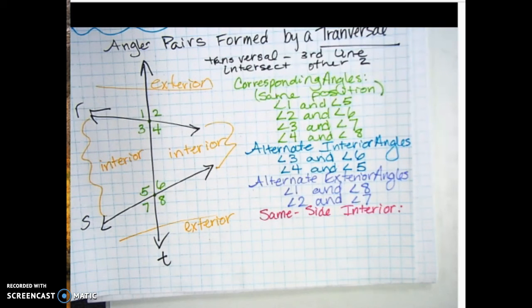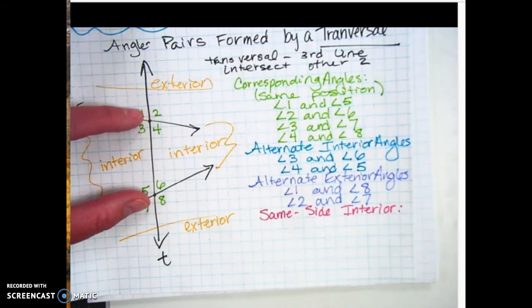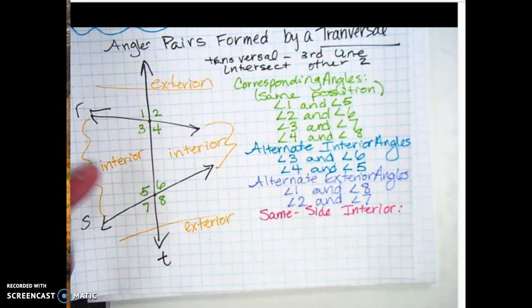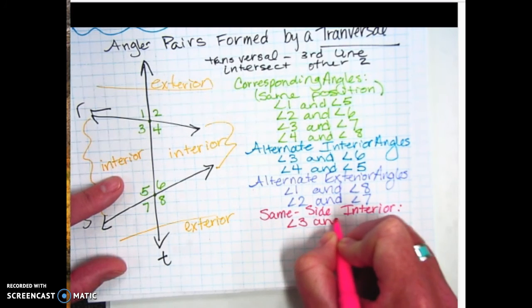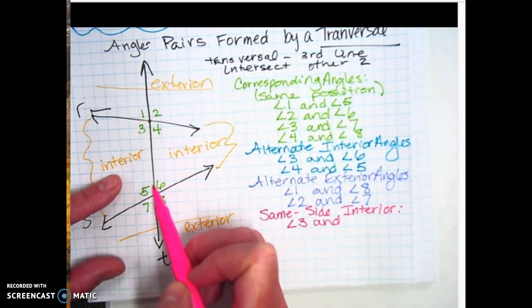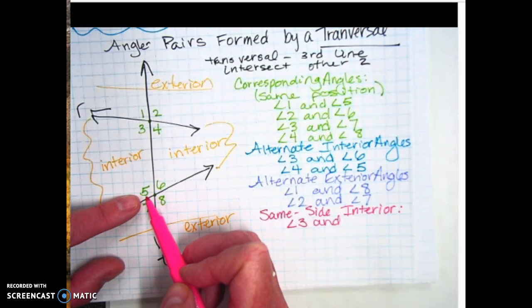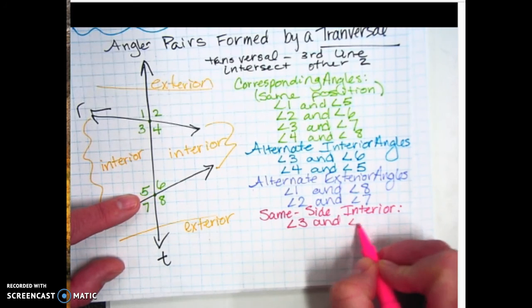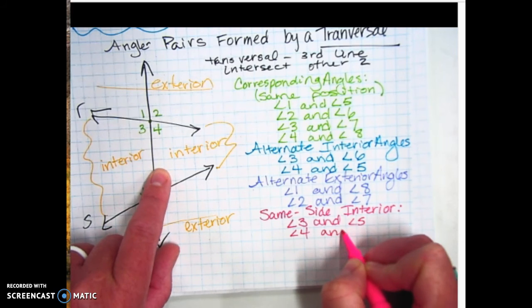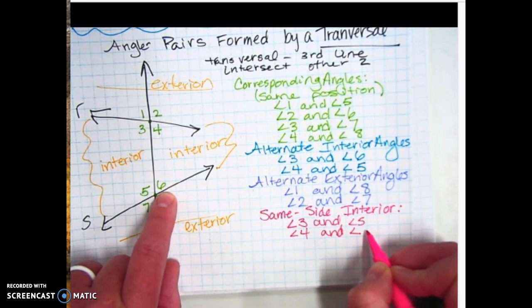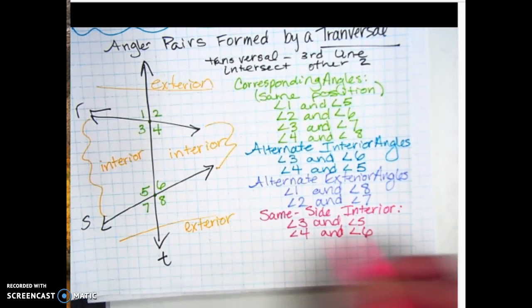So same side means exactly what it says, same side. Okay? Interior has to be between the 2 lines, so in here. And so if we have angle 3, we follow the transversal down, we stay on the same side. What angle's there? 5. We start with angle 4, we follow the transversal down, we stay on the same side. What number is there? 6. Okay?